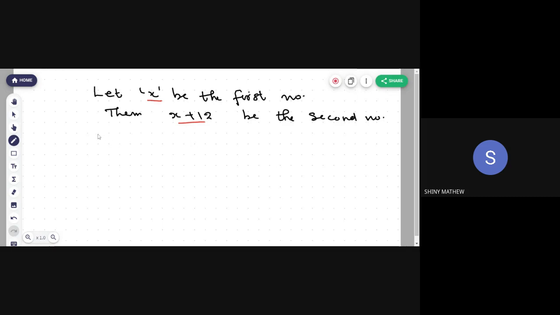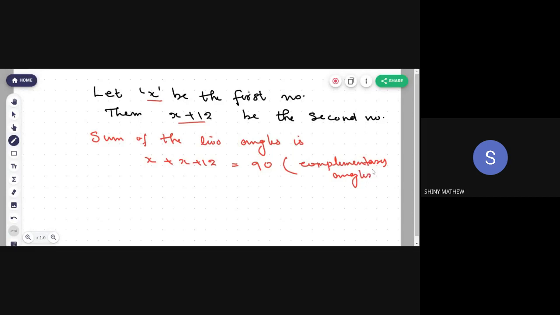Then below you write: sum of the two angles. Sum of the two angles is x plus x plus 12. That is equal to 90 because these are complementary angles. Reason: you write these two angles are complementary angles. So this way you write. x is the first angle, x plus 12 is the second angle. By adding those two, we get 90, because the sum of two complementary angles is 90.